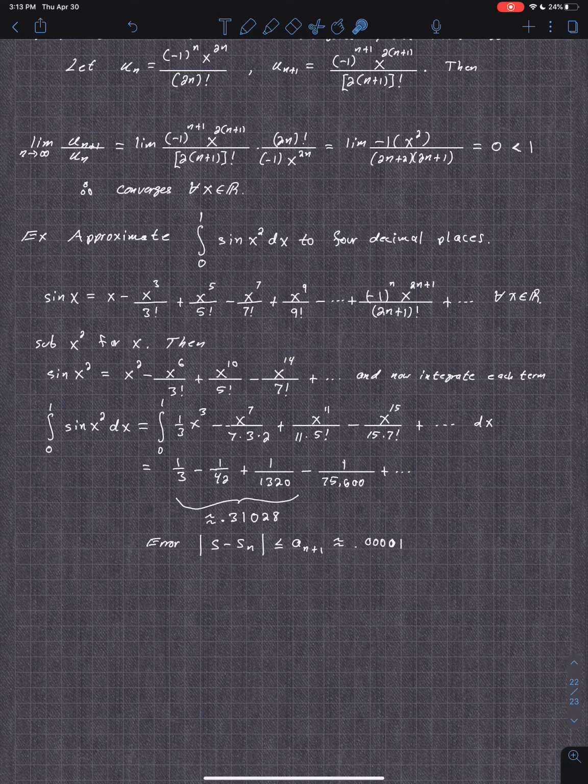Consider this, though. There's no way to do this antiderivative, right? If you have sine x squared, there's no way to get your x back here. So an explicit form might be pretty difficult, if not impossible. Okay, and that's another discussion.